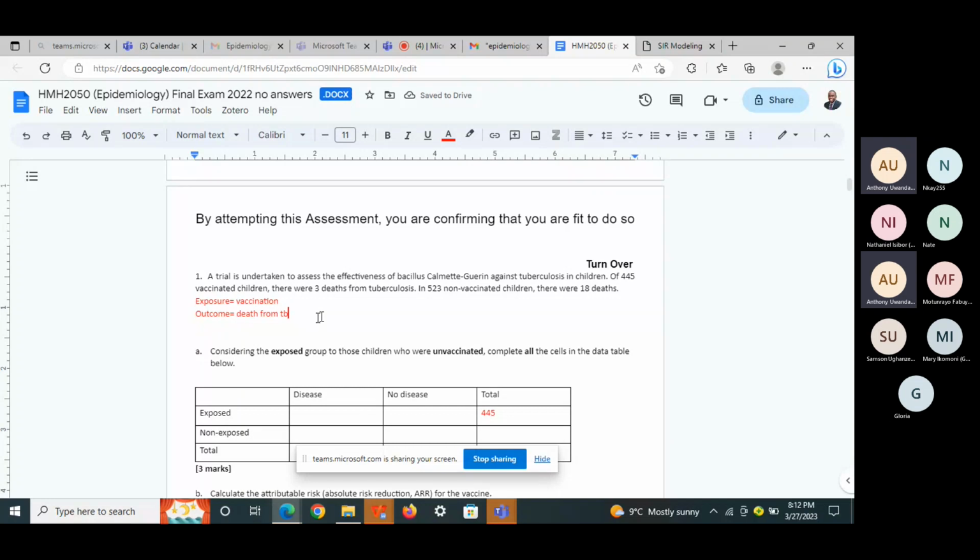So this is the first thing you need to do: identify the exposure and then identify the outcome. Now, it says of 445 vaccinated children. So the word vaccination will tell you that the total exposed is 445, and then the disease here, that's the outcome, is now deaths. So 3 deaths occurred among these 445 people.